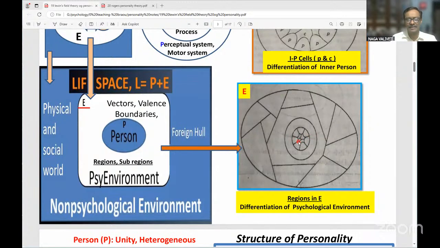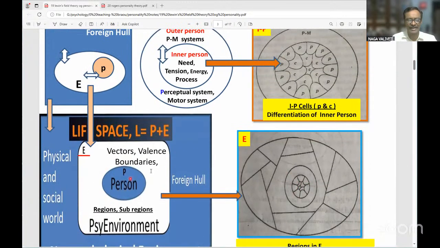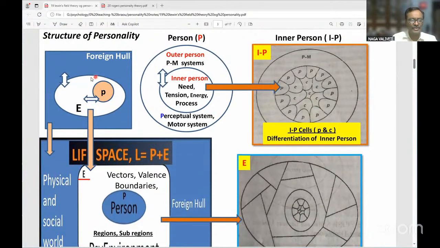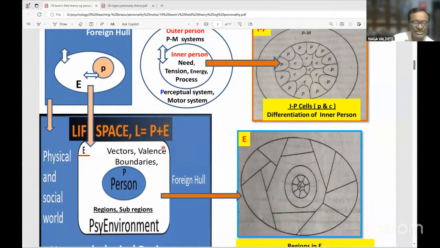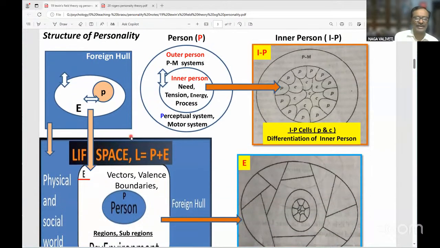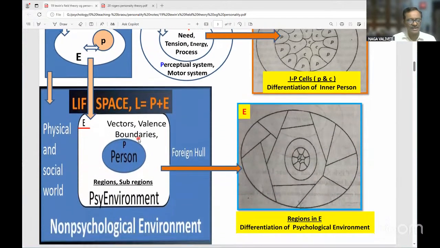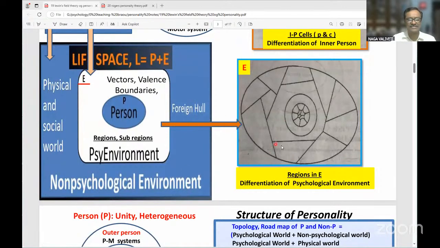Depending on that, you will be moving in the psychological field, and this is put together in the self system. P plus E is the self system, nothing but life force, the life space you are moving in in order to realize your dreams, desires, goals, likes, everything. This is the basic structure, the topology, we can understand. This is the non-psychological system differentiation I explained.